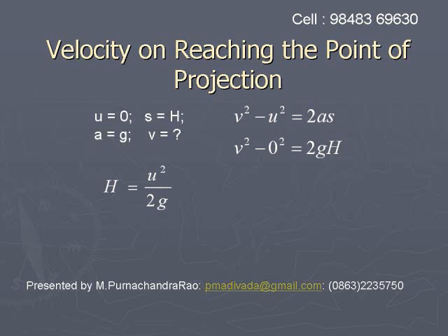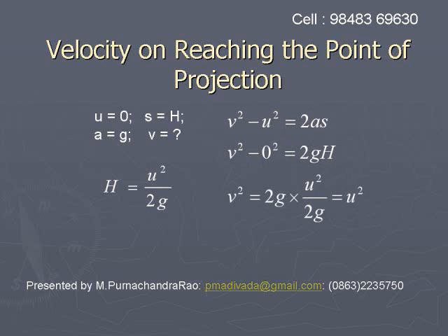Therefore, v square minus 0 square is equal to 2g capital H, or v square is equal to 2g capital H. But capital H is u square by 2g. So v square is equal to 2g into u square by 2g, which becomes equal to u square. Hence, v is equal to u.